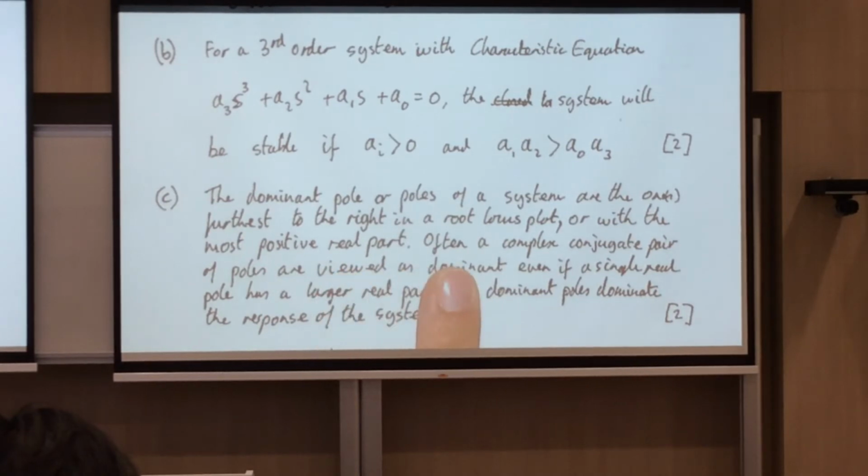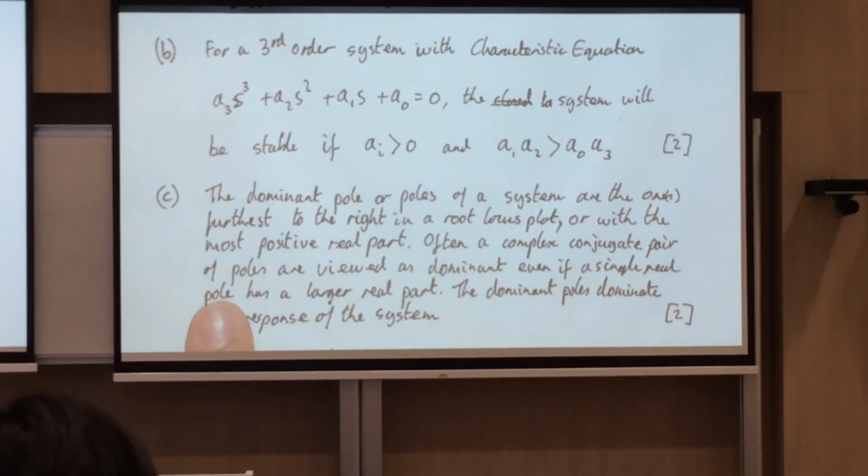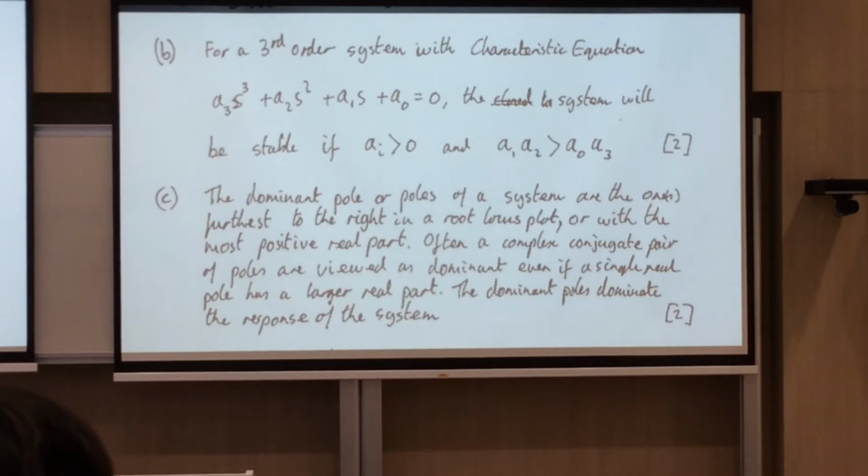Or if you have a complex conjugate pair, meaning you will introduce oscillation to your system, that could be more dominant than something that's purely real, even if your pole that is purely real has a larger real part. Because what you're going to see in the response of your system will be the oscillation that you get from the complex conjugate. So in short, dominant poles dominate the response of the system.